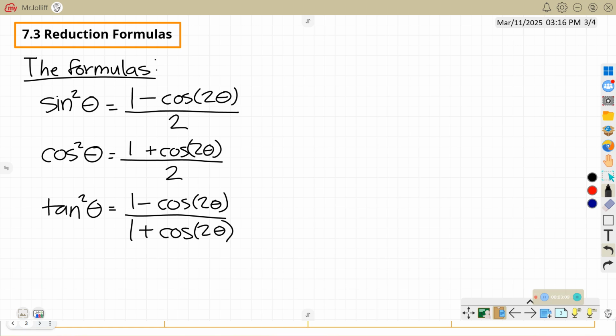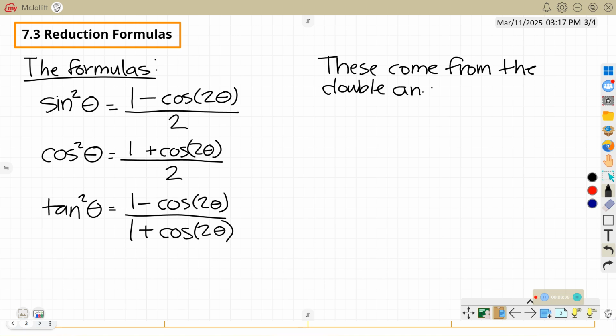I know where tan came from. I can kind of see where cos came from because I know cos squared is related to sine squared. So the question is, where is the sine squared coming from? And the answer is that these come from our double angle formulas. And we're going to take a look at that to see if we can come up with the expression for sine squared.